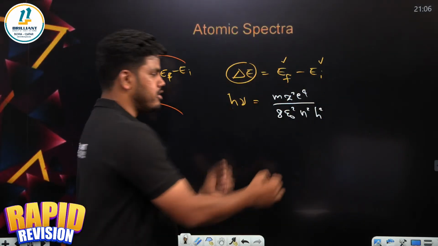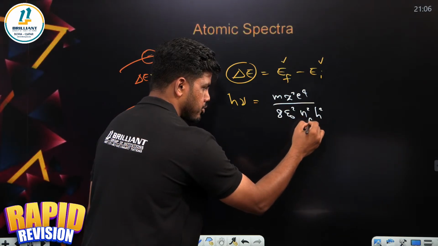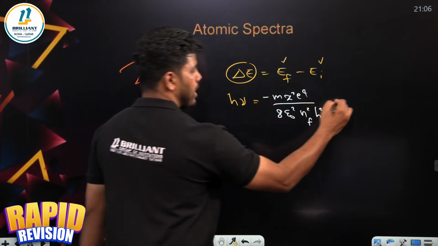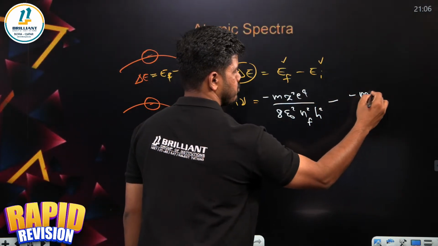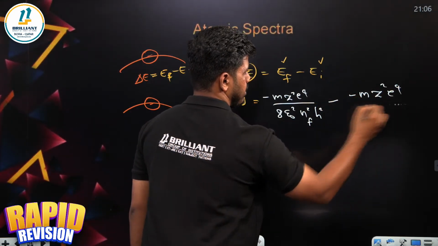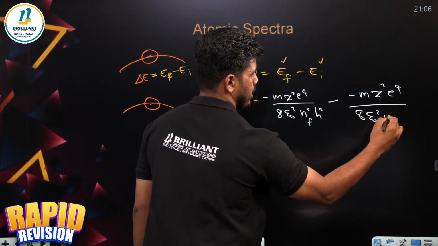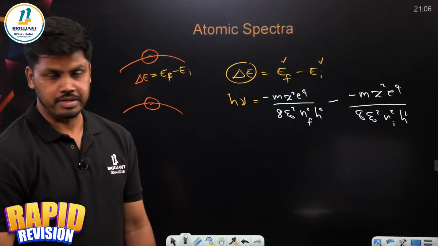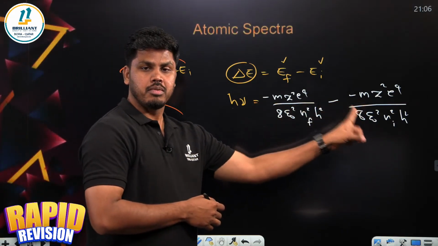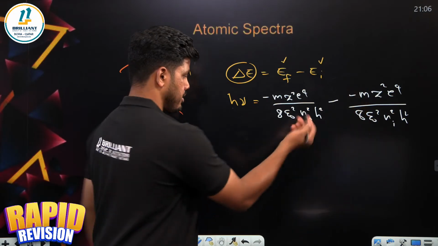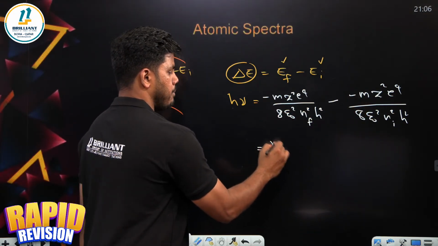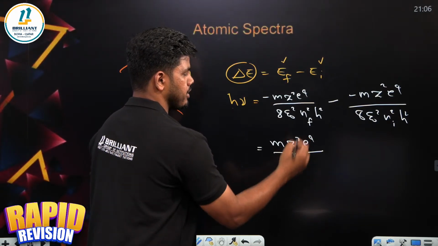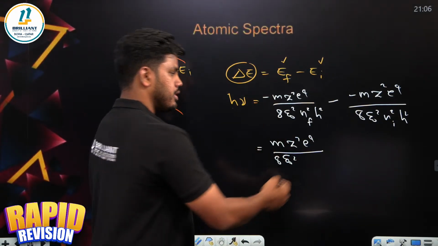If it is the final energy level, to indicate that, just put n_f, with a minus, of course. One more minus, right? Because the final energy was negative, divided by 8 epsilon 0 square n_i square h square. This is how we found it. Then look at the second term, minus and minus, so it becomes plus. So we'll take that term first: m z square e raised to 4 over epsilon 0 square 8 also, then h square.